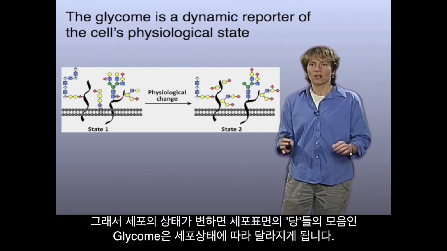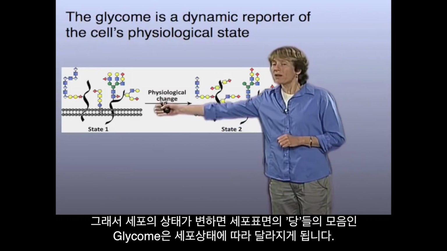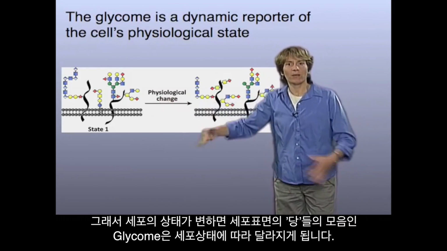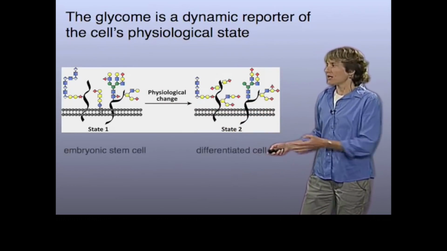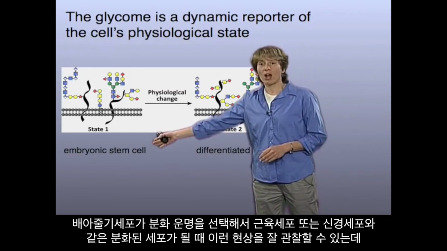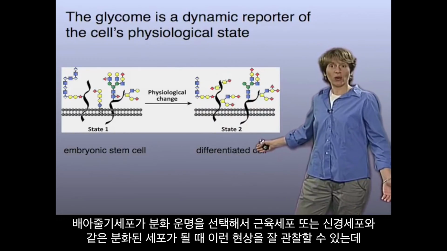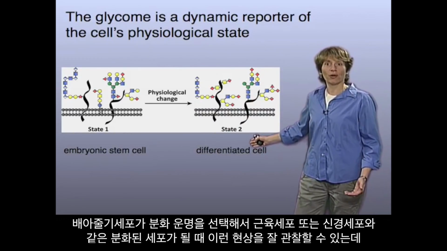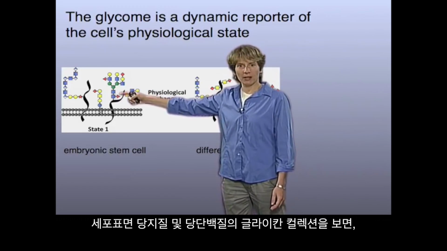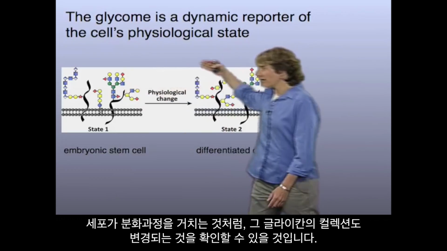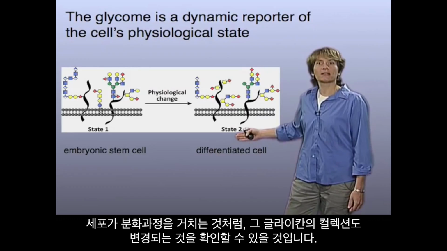It's not fixed. So the glycome, or the collection of sugars on the surface of a cell when it's in one particular state, is different from the collection of sugars on that same cell when the cell has transformed its state. And this is certainly the case when embryonic stem cells choose a differentiation fate and then become a differentiated cell, like a muscle cell or a neuron. If you look at the collection of the glycans on the cell surface glycolipids and glycoproteins, you'll find that the nature of that collection has changed as the cell has undergone a differentiation process.